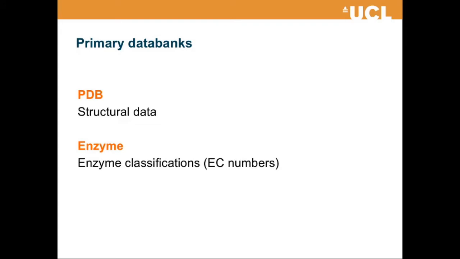A couple of other examples of primary databanks. The PDB is the protein databank where the structural data are stored. The enzyme databank stores enzyme classifications, so-called EC numbers, which is a kind of hierarchical classification of enzymes based on what they catalyse.